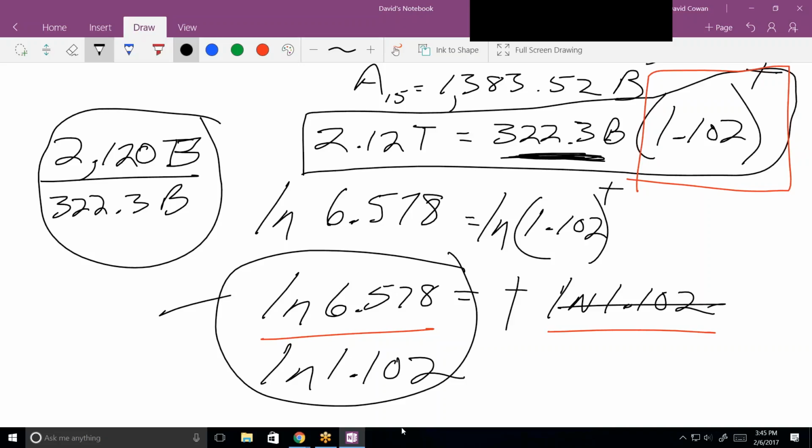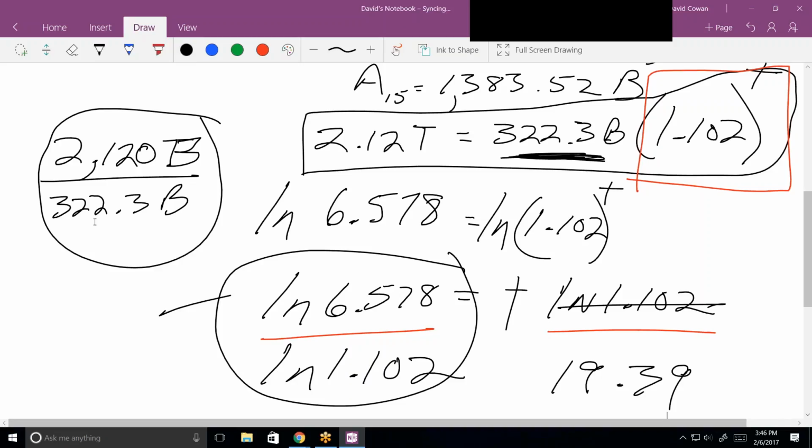What is that? I could have used any log. I've never used logs before. You've never done logs before? No. Okay. Well, we know what to do with the next 15 minutes. What kind of calculator do you have? An Inspire. You have two log keys. One should say ln and the other says just log. Do the ln. Follow it with 6.578 and divide by ln 1.102. So 19.39. That's how many years it's going to take for this 322 billion to grow into a 2.1 trillion size debt. 19.39 years.